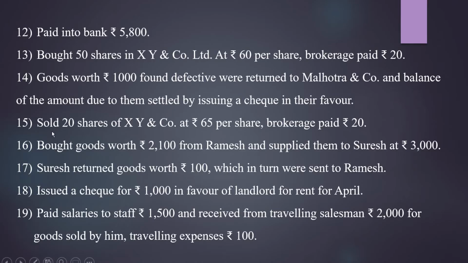Next transaction, sold 20 shares of X and Y company at rupees 65 per share. Brokerage paid as 20. This particular recording has to be done under the receipt voucher, where we are selling 20 shares, right? In the same way, when we multiply this 20 into 65, this will be around 1300, correct?